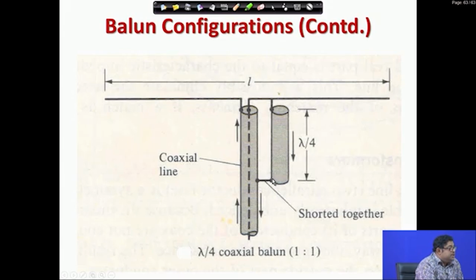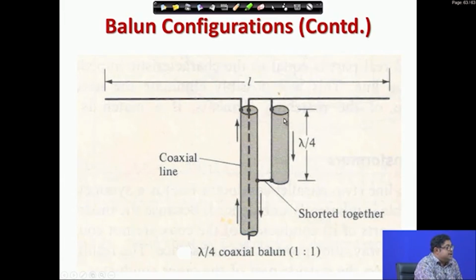So, that means already the outer conductor and inner conductor currents are 180 degrees out of phase, and you are giving another 180 degrees out of phase because of this lambda by 4. So, whatever current is flowing in I3, the same current is flowing in I1. So, again that is making the two balance. This is called the lambda by 4 coaxial balun.